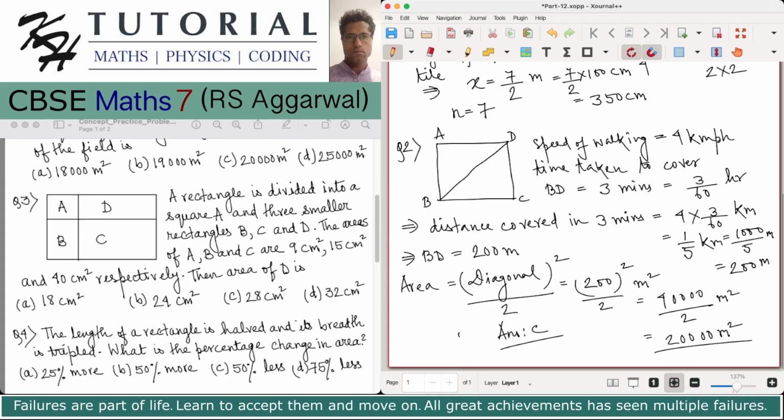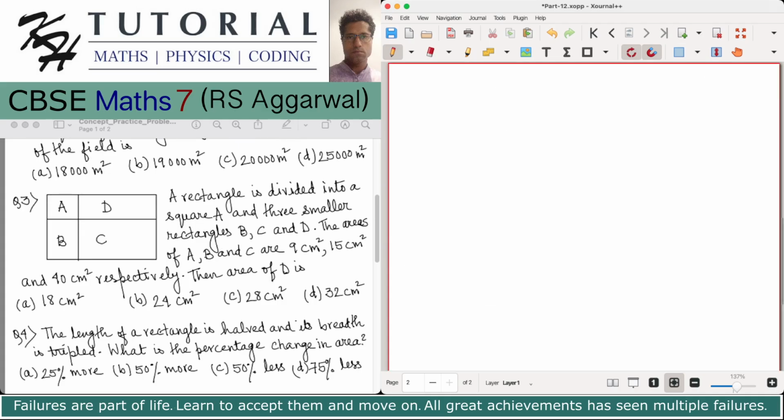So, problem number 3. Okay, so we have a figure. A rectangle is divided into a square A and 3 smaller rectangles B, C and D. The areas of A, B and C are 9 centimeter square, 15 centimeter square and 40 centimeter square respectively. Then the area of D is?